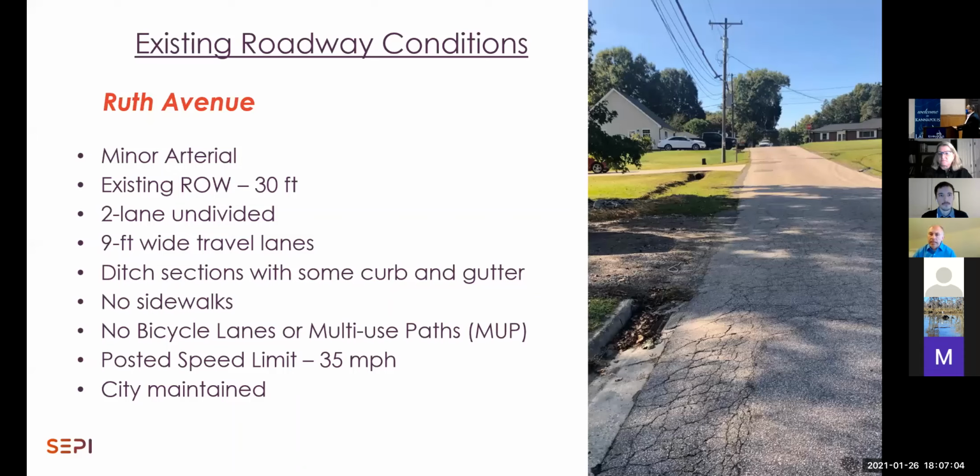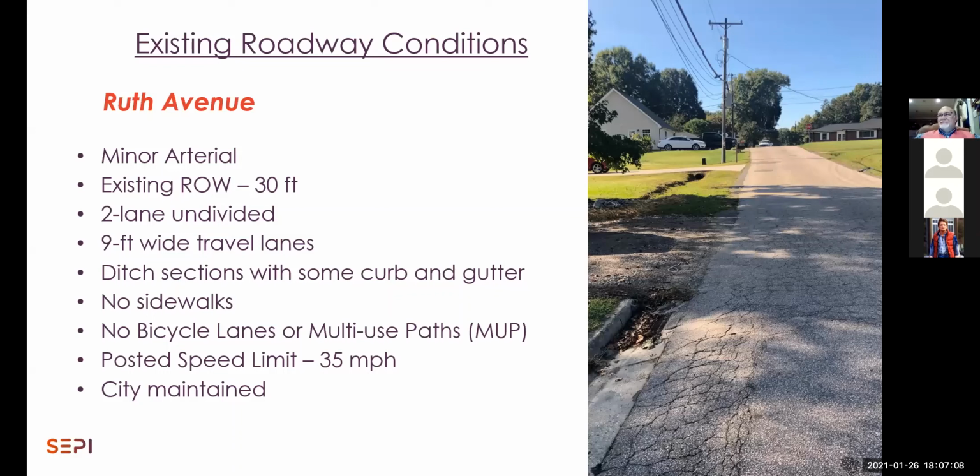Some key takeaways here for Ruth Avenue. If you see on the screen, the pavement's in bad condition. The entire roadway is in bad condition. So it's 2-lane, undivided, narrow, kind of 9-foot travel lanes, a mix of ditch section and a little bit of curb and gutter. No pedestrian features out there, no sidewalk, no bike lanes, and 35 miles per hour. That's the existing conditions there.